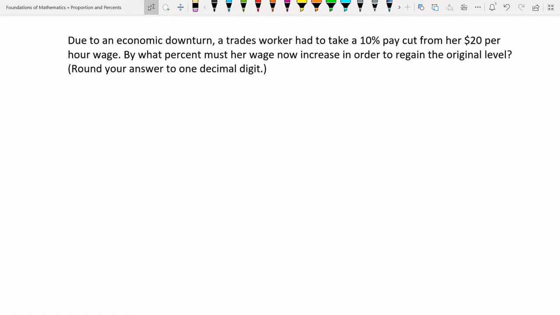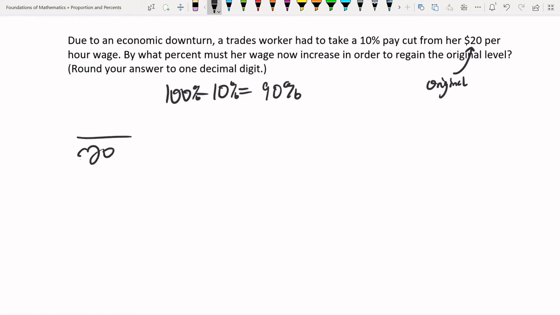I'll show you how to do it in 2 steps here, because I think it's a little bit more clear. First, what is the pay cut amount? She lost 10%, so she lost 10% off of 100. I'll write the percentages in there. That means she makes 90% of her original pay, $20 per hour, I should say. So this is the original for this first proportion. So we have $20 per hour.